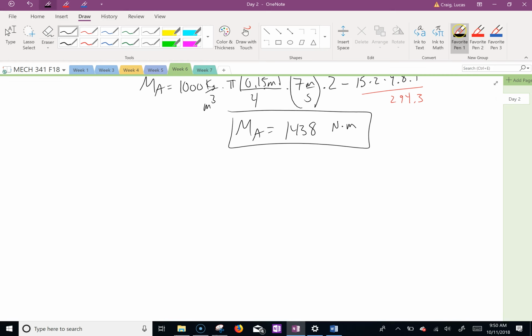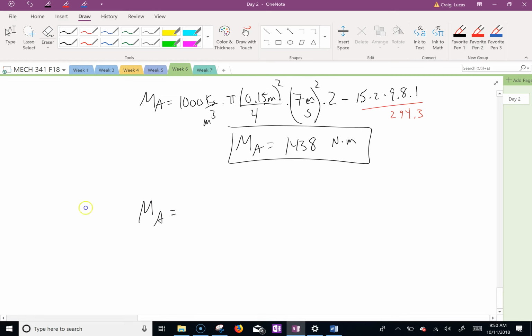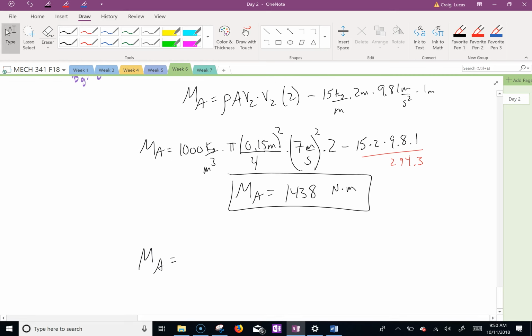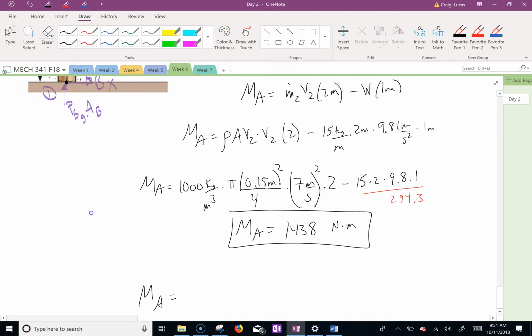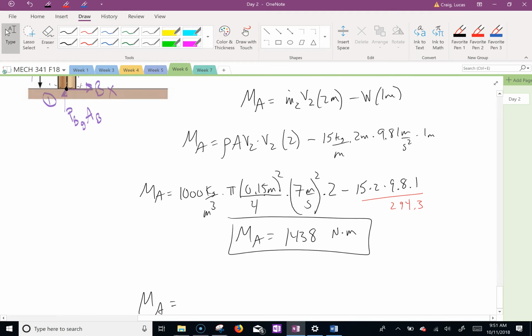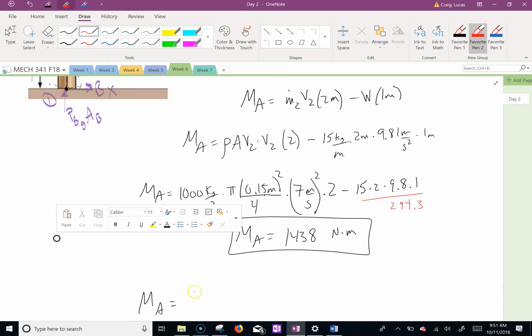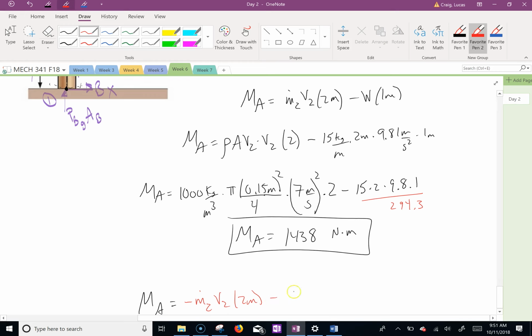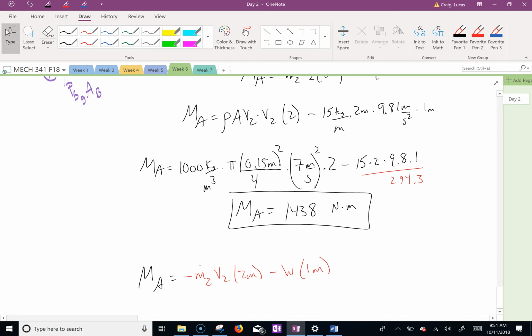When we do this, we get MA equals this term. The term is the same. So this is our fundamental equation right there. Let me write m dot 2 v2 times 2 meters minus w times 1 meter. So this part right here, we have this goes up, over, and then shoots up. And we're doing the moment here.